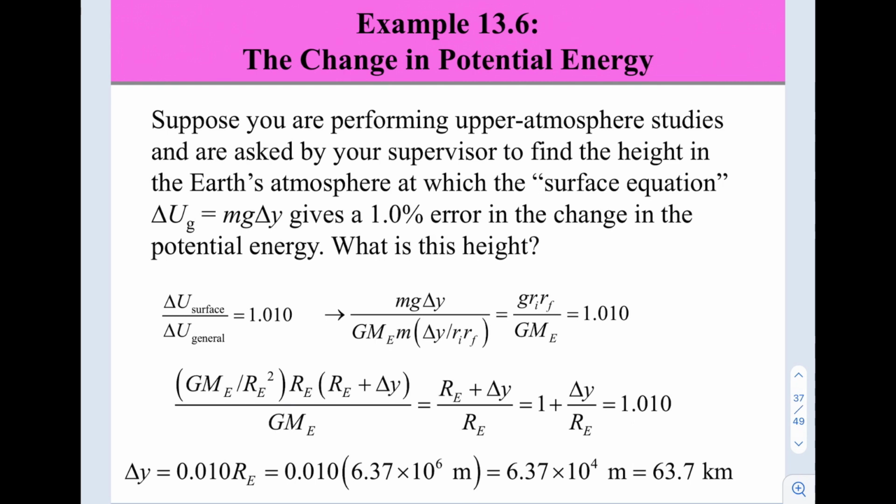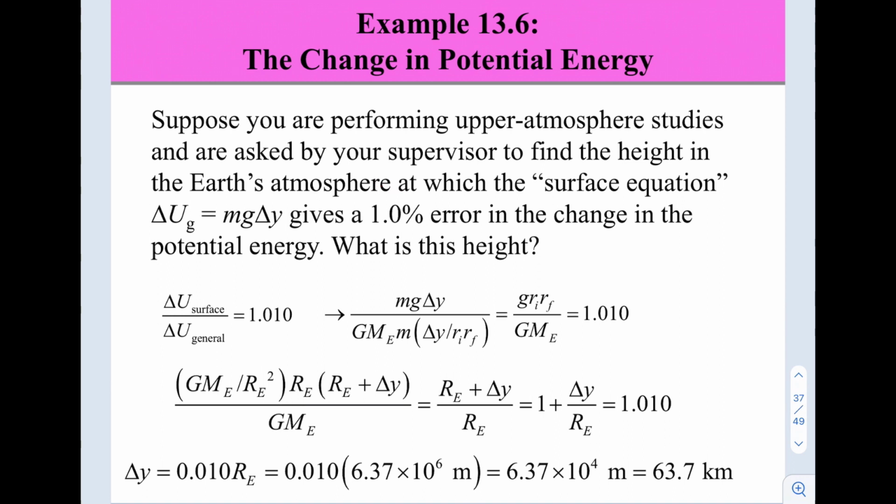Suppose you are performing upper atmosphere studies and are asked by your supervisor to find the height in the Earth's atmosphere at which the surface equation, delta UG equals mg delta y, gives a 1% error in the change in the potential energy. What is this height? So delta U surface to delta U general ratio is equal to 1.010, because of the added error.